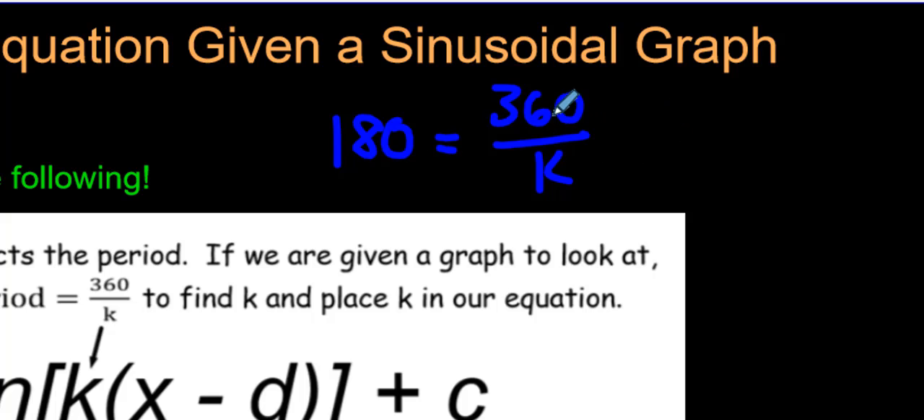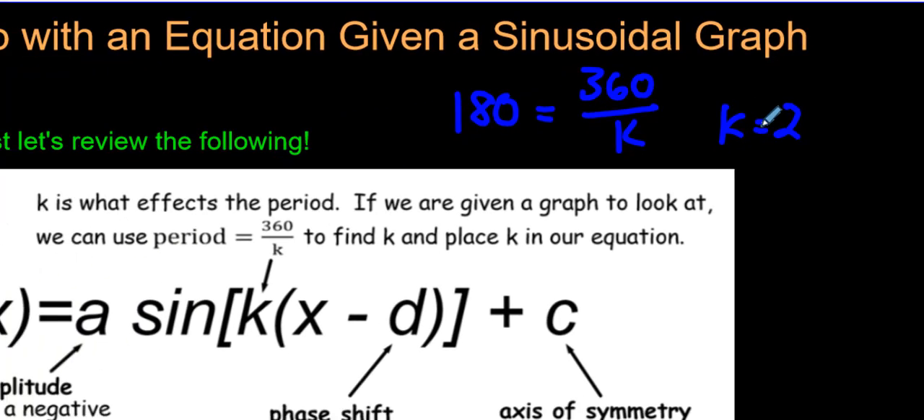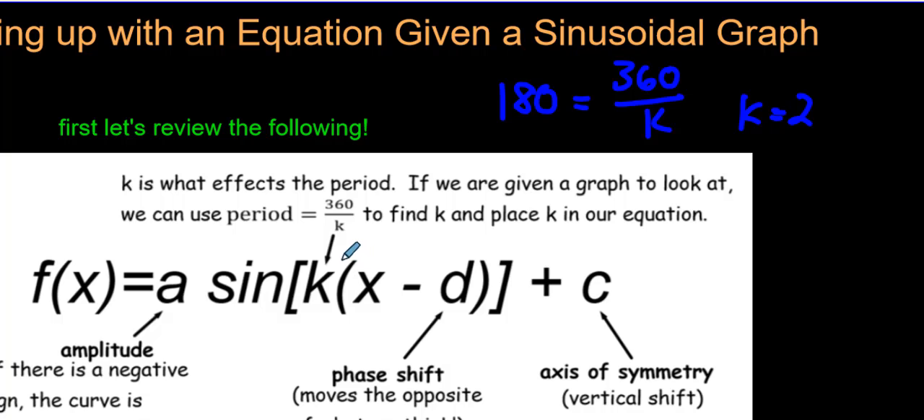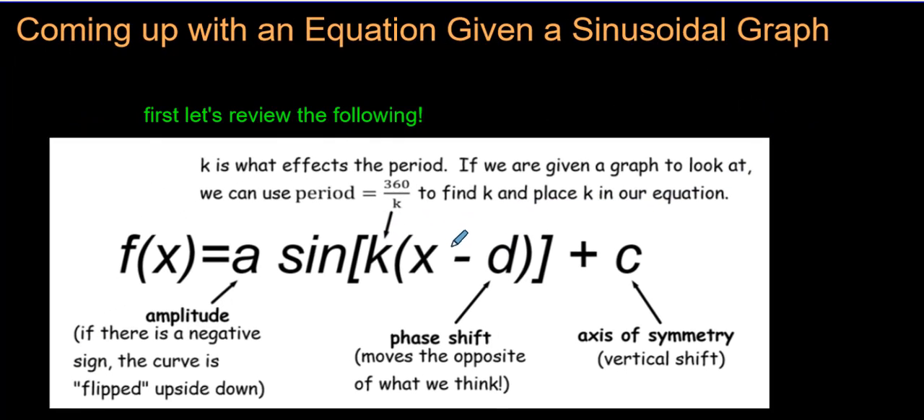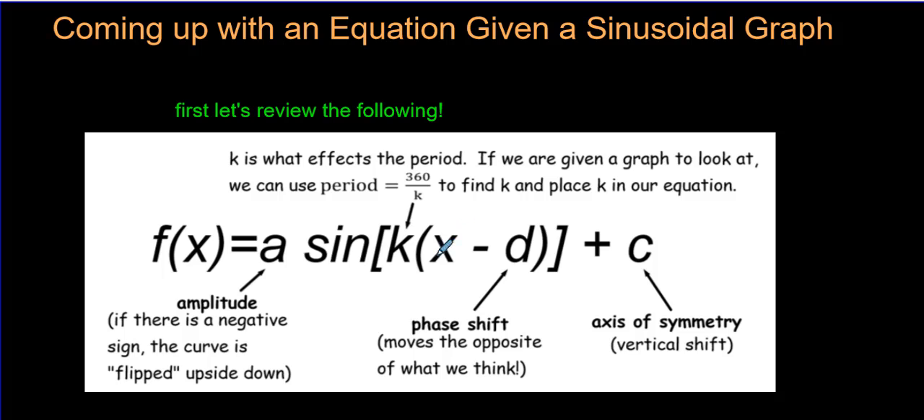Okay, in this case 360 divided by k would be 180. Well, we know k would be 2. So 2 would be the number that would go right there. Okay, we'll be doing that in the examples today. Now x is always here.